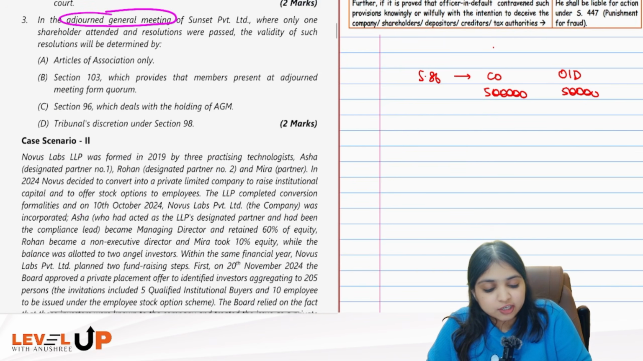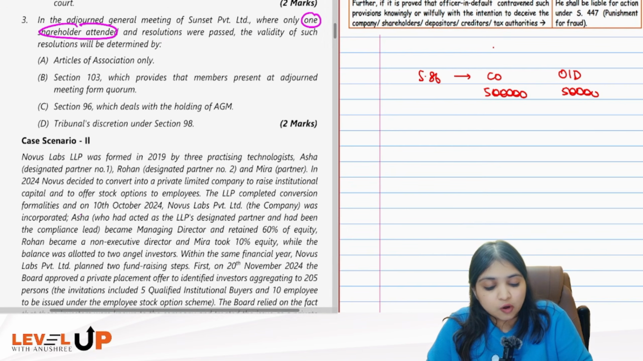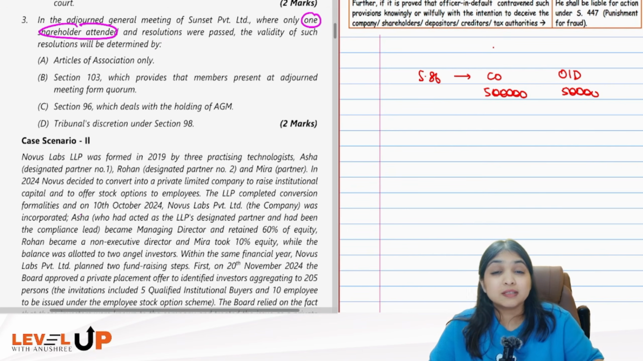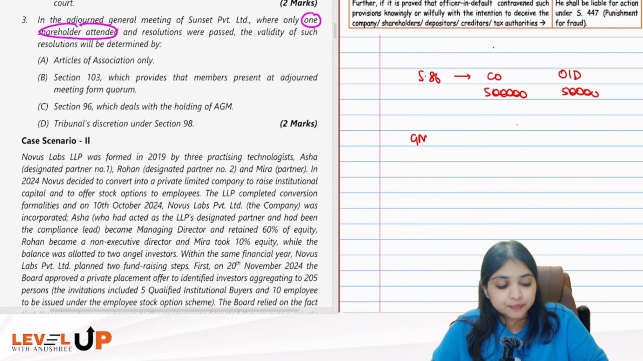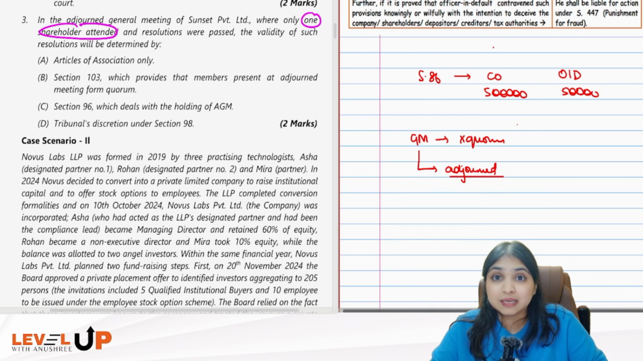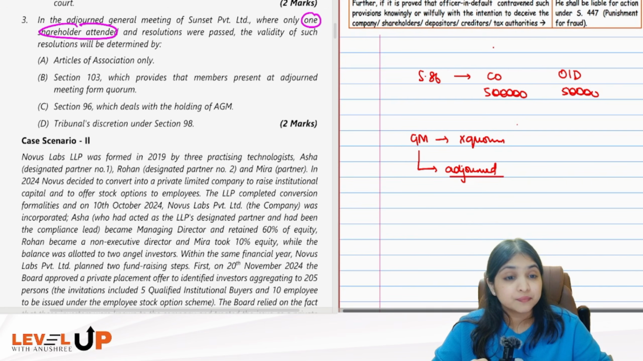Then comes the third question. In the adjourned general meeting of Sunset Private Limited, where only one shareholder attended and resolutions were passed, validity of such resolutions will be determined by what? See, if my AGM, or let's say any general meeting for that matter, in a general meeting, if there is no quorum within 30 minutes, then what will happen? The general meeting will get adjourned, guys. It will get adjourned to same time, same day, same place in the next week, or any other date, time, place which the board of directors will decide. Now, in this adjourned general meeting, also if there is no quorum within 30 minutes, then what will happen?